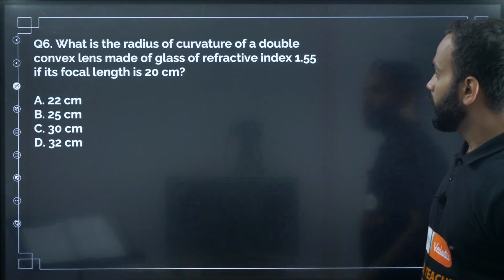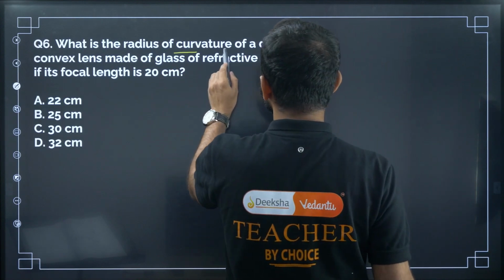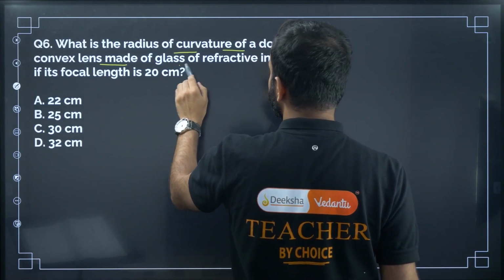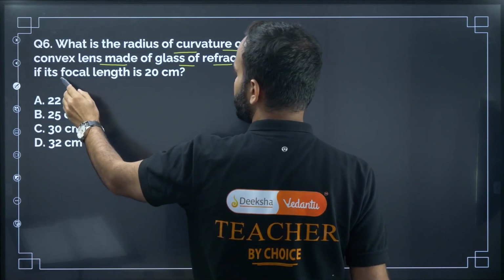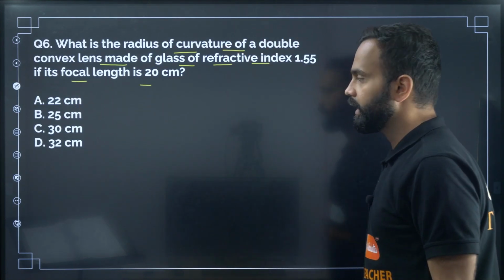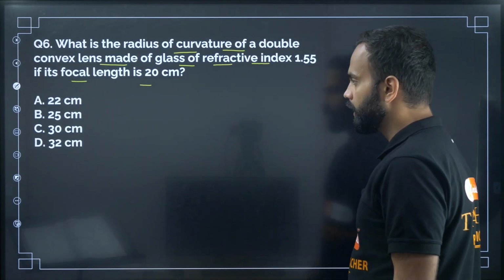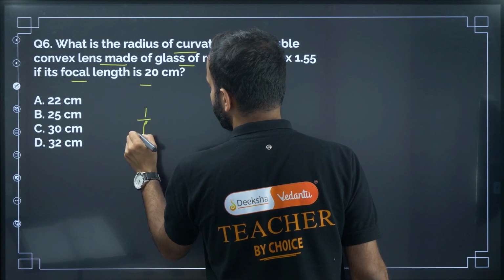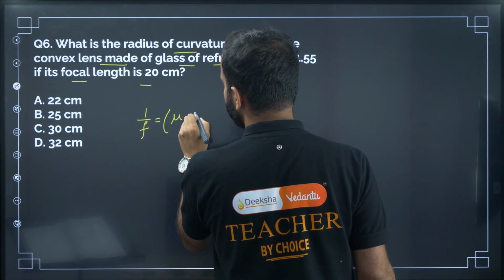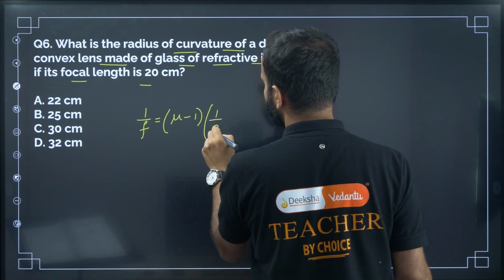Question number 6. What is the radius of curvature of a double convex lens made of glass of refractive index 1.55 if its focal length is 20 cm? Apply lens maker's formula. 1 divided by f equal to mu minus 1 into 1 by r1 minus 1 by r2.